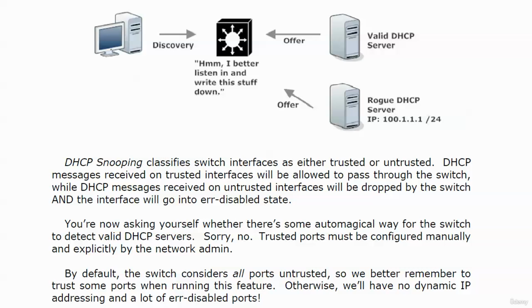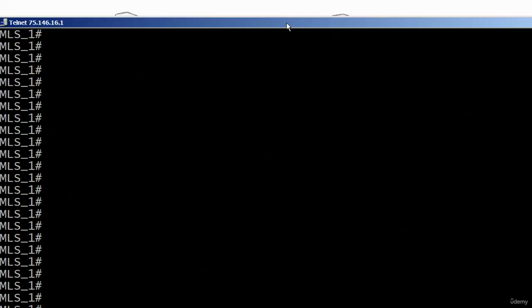By default, this switch considers all ports untrusted because what happens is we're going to enable DHCP snooping globally in just a moment on one of our switches. Then we have to go to the interfaces that we want to trust and explicitly trust them. If it is not explicitly trusted, it is implicitly untrusted. And since all ports are considered untrusted by default, we better remember to trust some ports. Otherwise, we're going to have no dynamic IP addressing and a whole load of error-disabled ports. So let's go ahead and work with a little basic DHCP snooping config here.